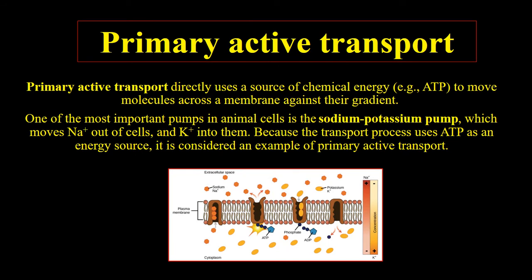Primary active transport. One of the most important pumps in animal cells is the sodium-potassium pump, which moves ions of sodium out of cells and ions of potassium into them. Because the transport process uses ATP as an energy source, it is considered an example of primary active transport.